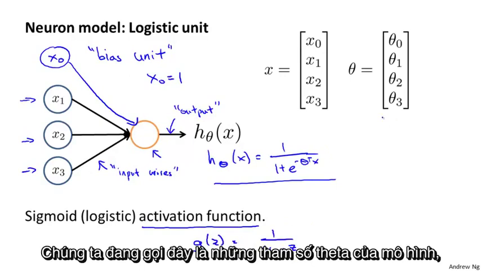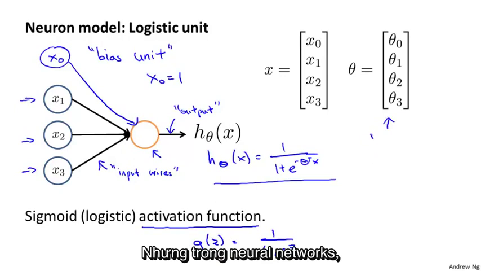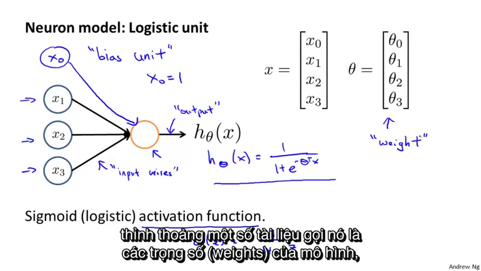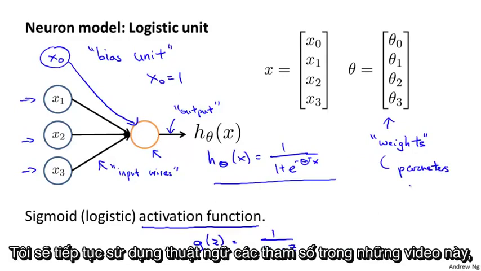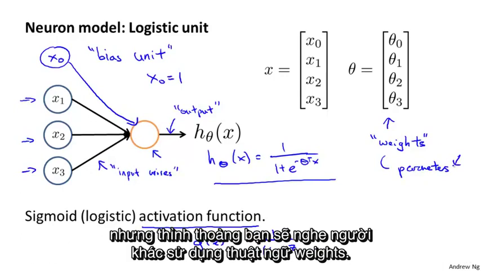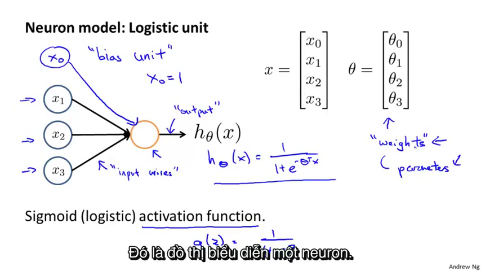And whereas so far I've been calling theta the parameters of the model, I'll mostly continue to use that terminology to call theta the parameters. But in the neural network literature, sometimes you might hear people talk about weights of a model, and weights just means exactly the same thing as parameters of a model. I'll mostly continue to use the terminology parameters in these videos, but sometimes you may hear others use the weights terminology. So this little diagram represents a single neuron.